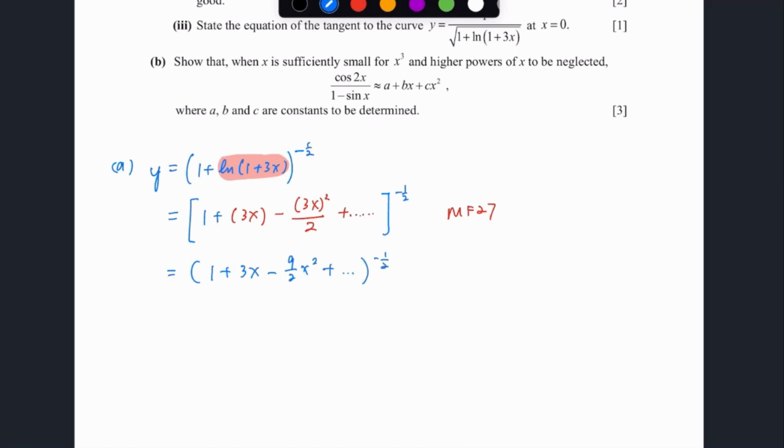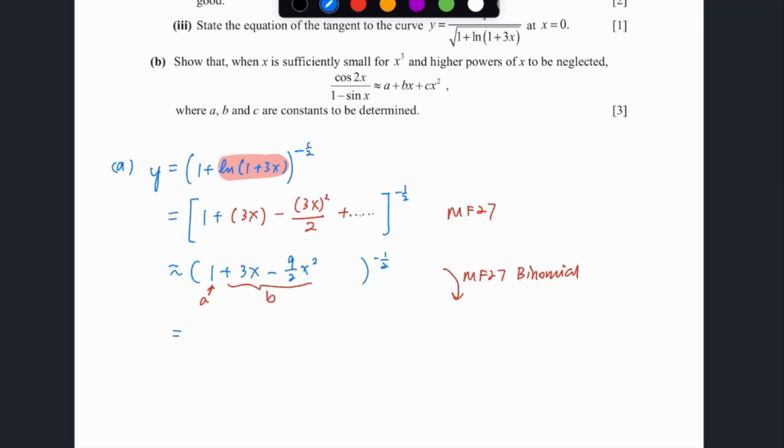Next problem over here, we are going to expand something like a trinomial. Remember, how do we expand this? This is our A, this is our B, right? The technique that we've done in tutorial. So we can make use of the binomial expansion to do this, from here to here, MF27, the binomial one.